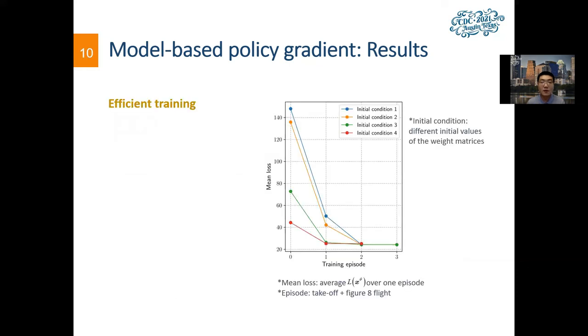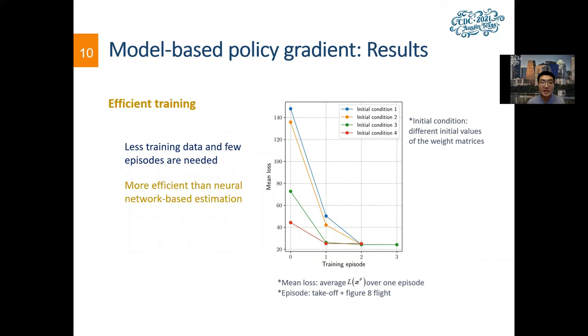Another advantage of our proposed DMHE is that its training is very efficient. In this figure-8 tracking scenario, only 3 episodes are sufficient to make the tuning parameters reach their local optima. So our DMHE is more efficient than those neural network-based estimation algorithms in terms of training time and computational complexity. This is a benefit of model-based methods.